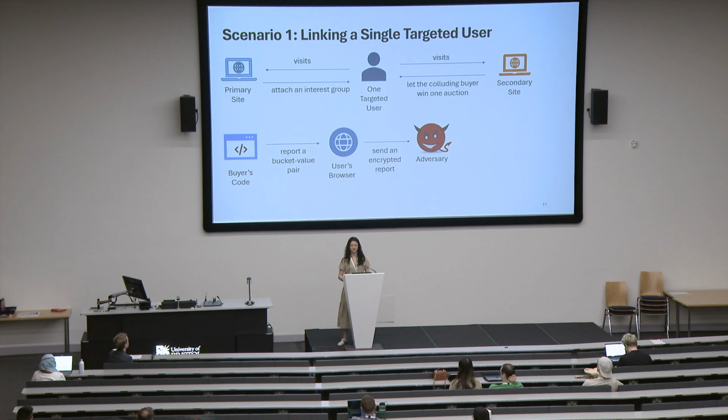The first scenario is very simple. The adversary has one predetermined target user, and the adversary only needs one buyer account so that when this target user visits the secondary site, this buyer will win an auction. Once the adversary receives a report, without the need to even decrypt it, they can already link these 2 requests and make a perfect, accurate accusation.